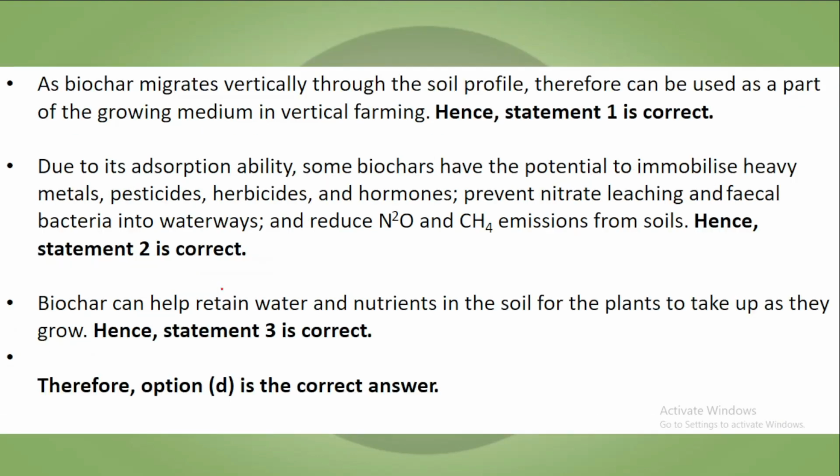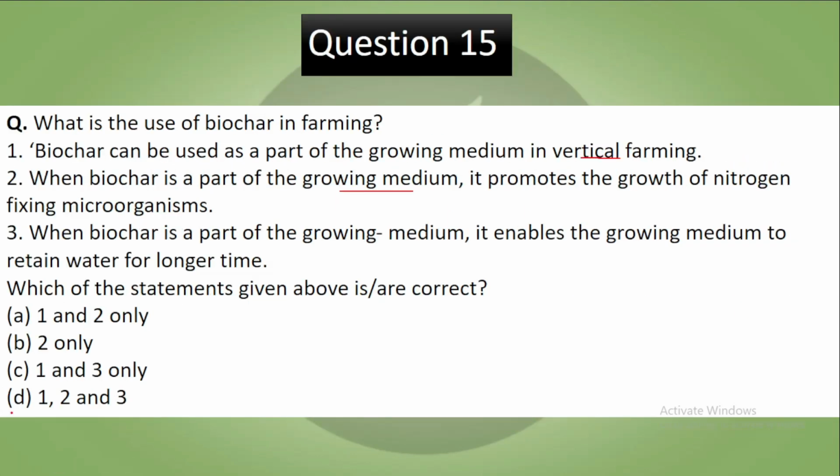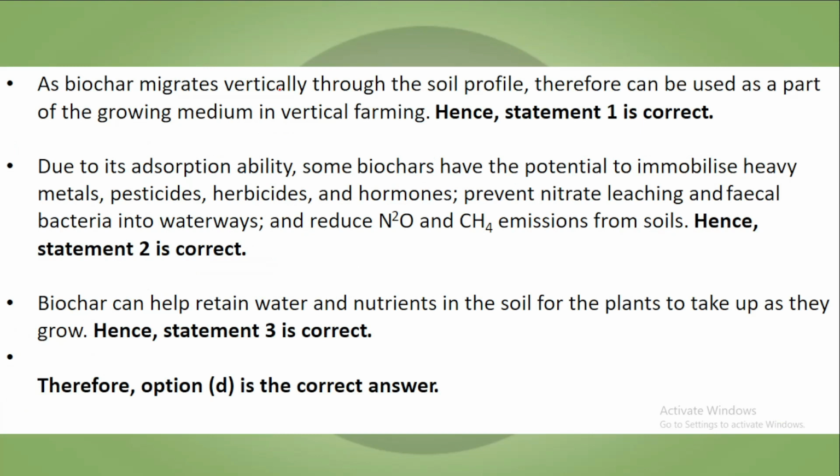Now let's see the answer. So your correct answer to this is D. All of the above are correct. Why is it so? As biochar migrates vertically through the soil profile, it can be used as a part of the growing medium in vertical farming. Due to its absorption ability, some biochars have the potential to immobilize heavy metals, pesticides, herbicides and hormones, prevent nitrate leaching and fecal bacteria getting into the waterways, and reduce nitrogen oxide and methane emissions from the soil as well.